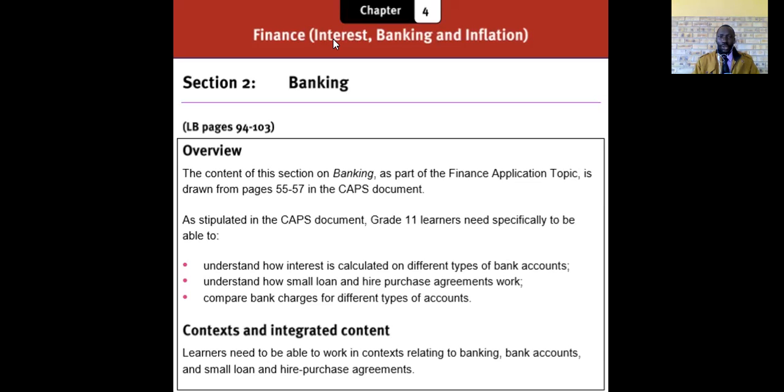In this second section of banking, we would like to look at the related concepts in banking before we go to inflation. So our second topic, very much the section we would like to look at, is the section of banking before we go to inflation.